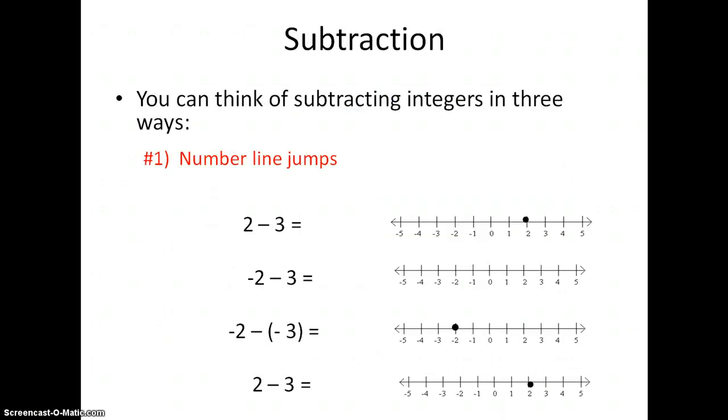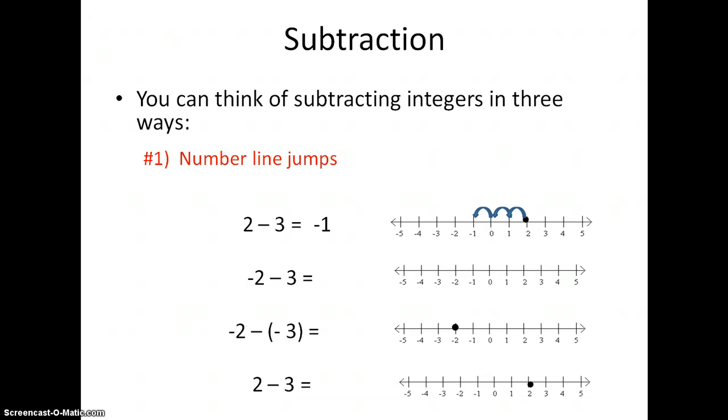Subtraction is a little more difficult to visualize, so we're going to look at 3 different ways to think about subtraction. The first way is in number jumps. So you have 2 and you want to subtract 3, so we start with 2 on the number line. And then we're going to go to the left because we're taking away +3, and we're going to arrive at a -1.